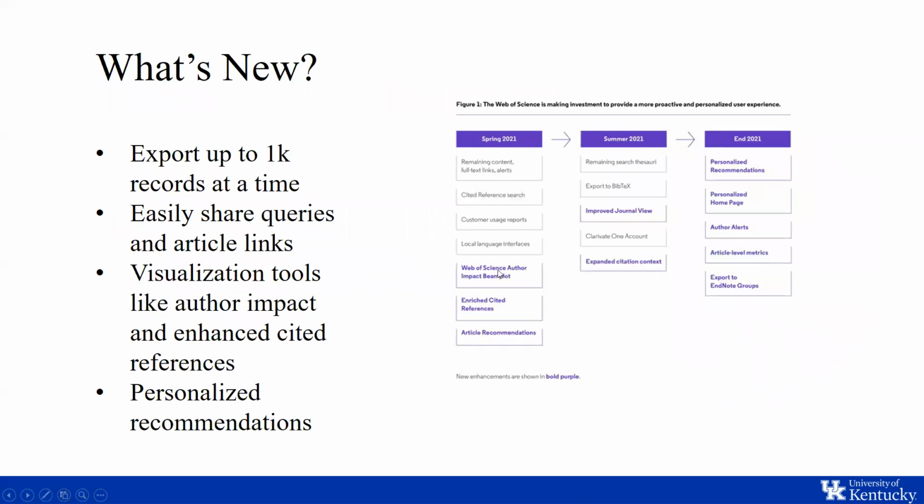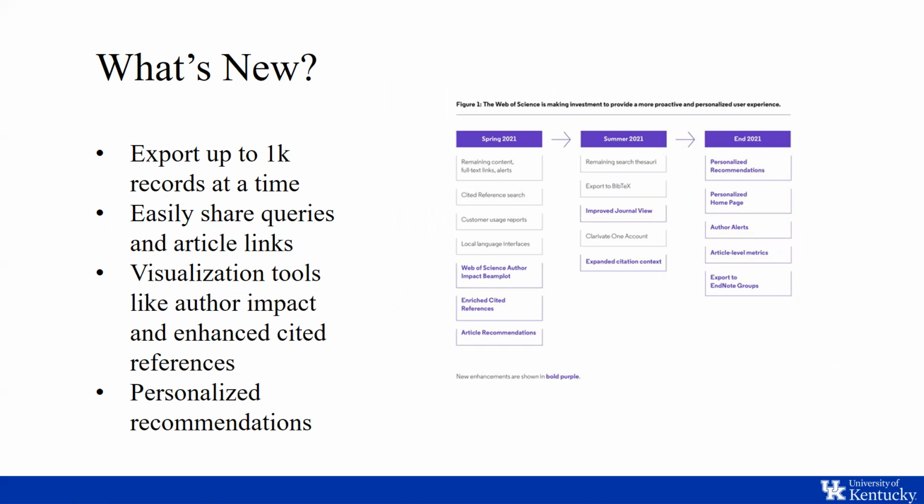This is an image that I pulled from the Web of Science website. As we're talking about what's new in the Web of Science, we have a lot of stuff to look at. A lot is new, a lot is still in the process of being updated. Just a few things: users can now export up to 1,000 records at a time. So that is a benefit of the new platform. You can easily share search query and article links, and there are some new visualization tools that we'll look at today, as well as personalized recommendations.